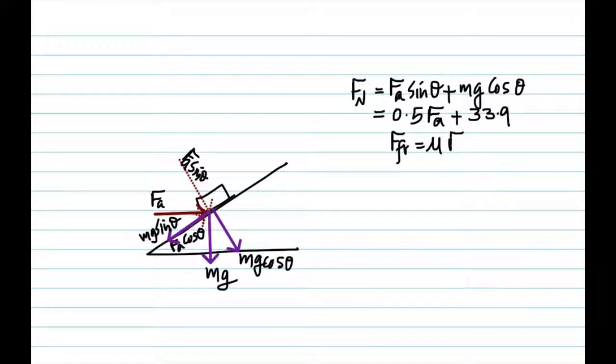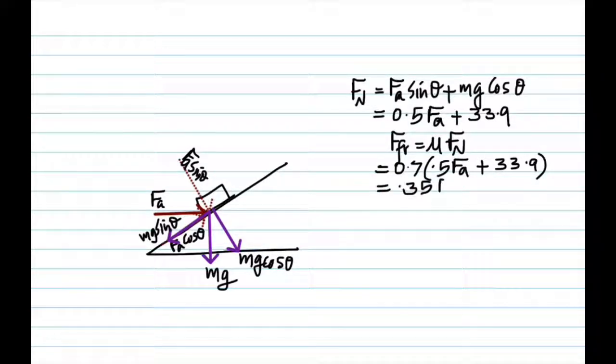Theta is given, so I get that. Friction is mu times Fn. So I substituted the whole value of Fn here, to get mu times that for friction. Then I go to the, that's the maths, just distribute that.